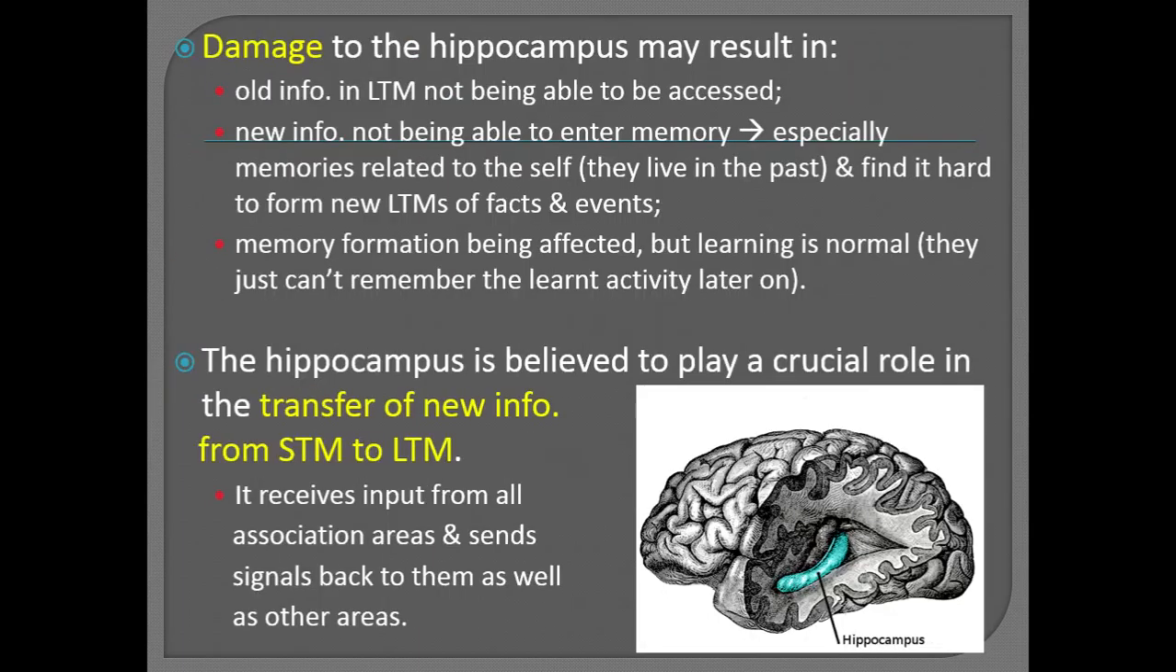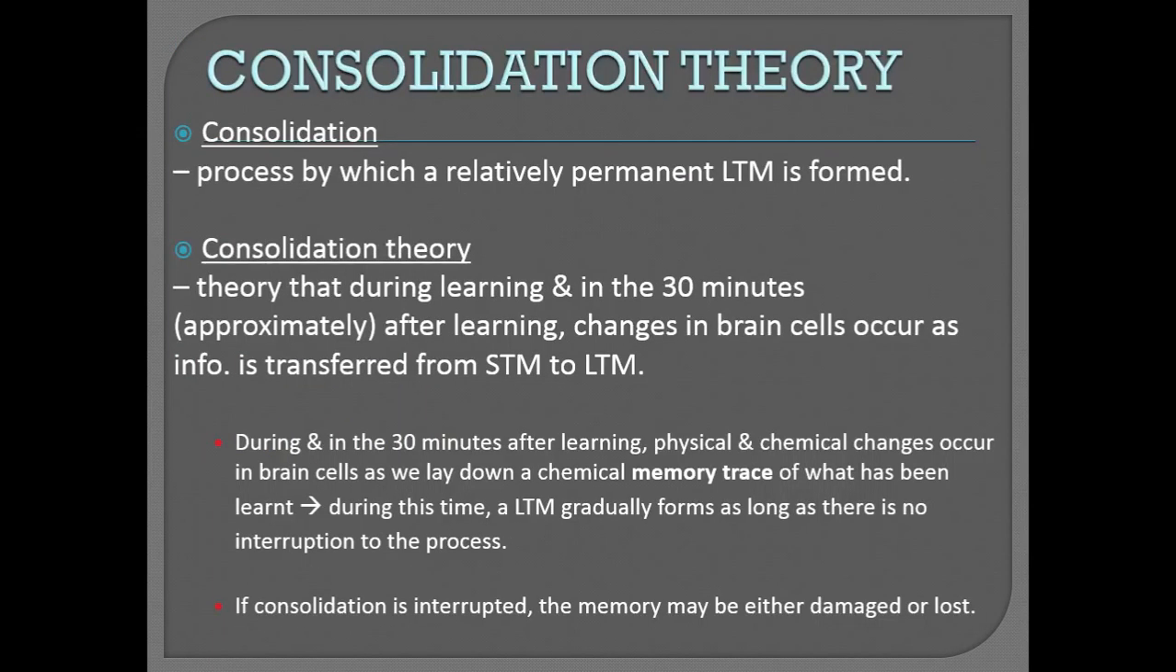To quickly summarize, remember we just need to know the role of the temporal lobe. So just a sentence on what it does when we're forming memories, the role of the amygdala, and then the role of the hippocampus. The last thing I want to talk about today is a thing called the consolidation theory. A couple of terms there. Consolidation is the process by which we store long-term memories. We form long-term memories. The consolidation theory suggests that during learning, and in the 30 minutes after learning, we see changes in the brain cells.